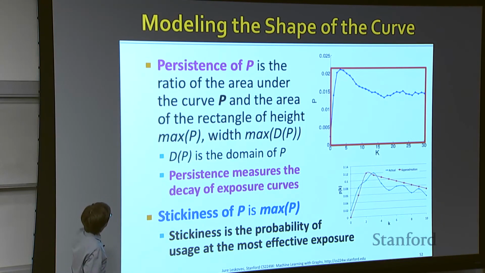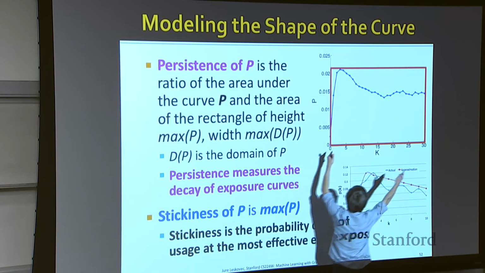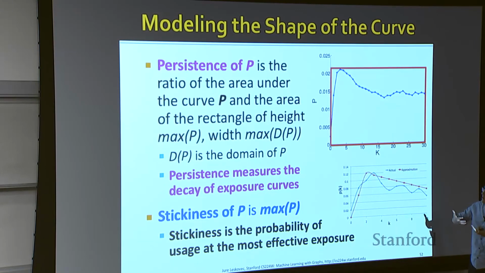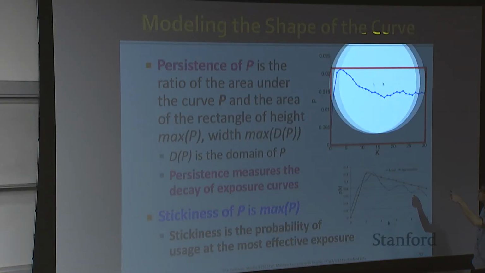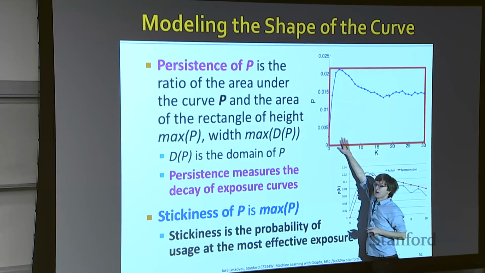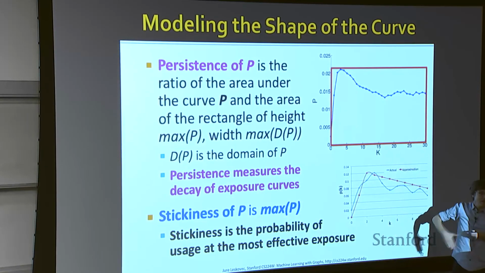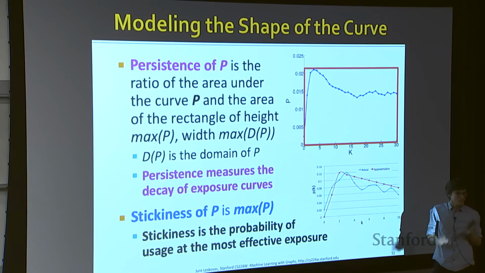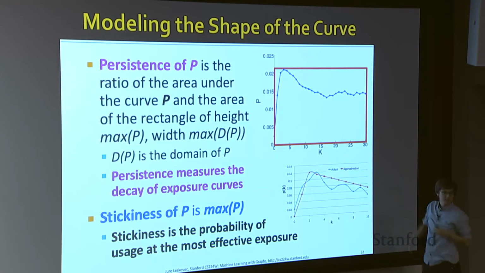Persistence, they said, is the ratio of the area under the curve and the area of the rectangle that is enclosing the curve. So the more persistent the curve is, the less it will drop, right? And the less the curve drops, the bigger the area under the curve. So the bigger the ratio between the area under the curve and the area of the square. Okay, you guys see what I mean? Yeah. So it's basically area under the curve versus area of the entire square.